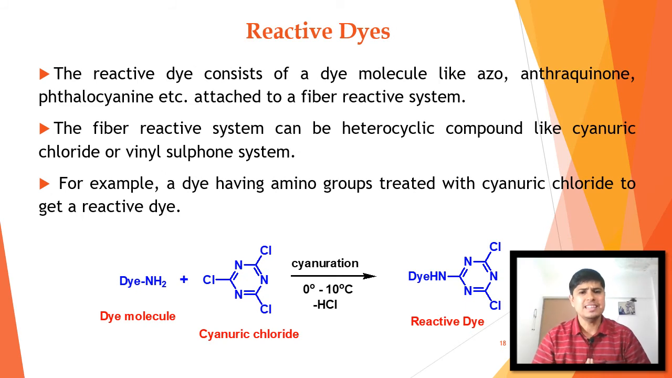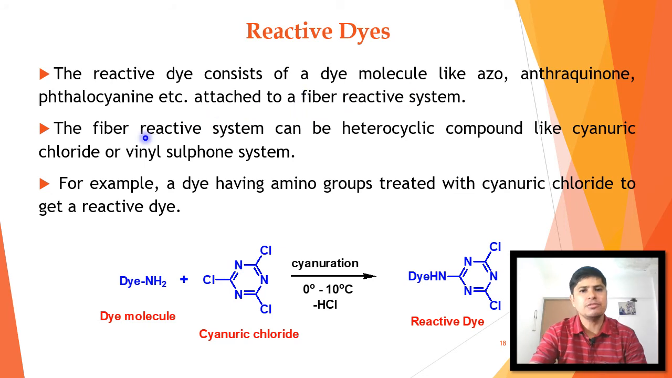Now let us see the last class of dye, that is reactive dyes. These reactive dyes may have a reactive dye group like azo, anthraquinone, phthalocyanine, etc. And this reactive dye group should get attached to the fiber reactive system. Hence these are called reactive dyes. That means here we have to use a reactive dye group and a reactive fiber system.